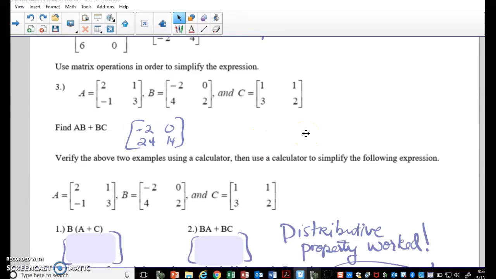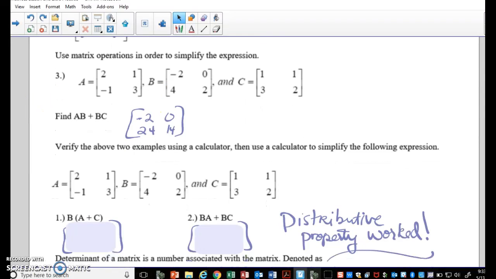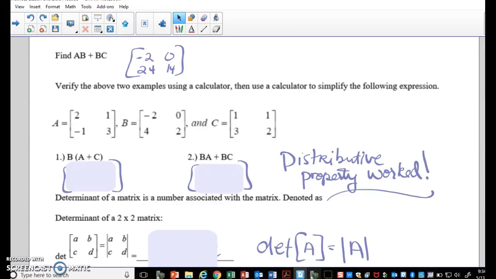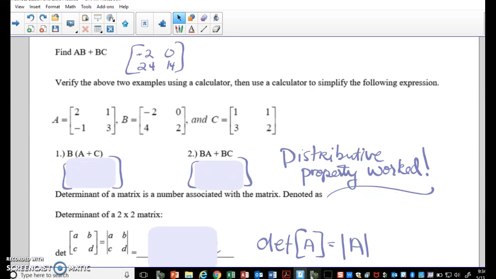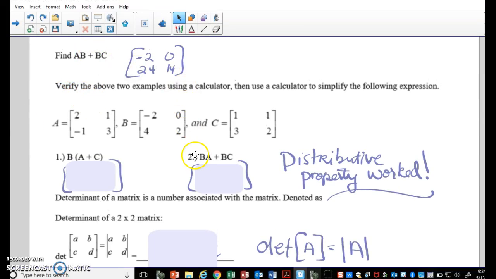And you should end up, when you do it in your calculator, multiplying AB plus BC, with -2, 0, 24, and 14. Alright, the next example, verify the above 2 examples, I should say below, using a calculator. Then use a calculator to simplify the following expression. So, what we did here, AB plus BC, it's kind of like number 2, right? BA plus BC. So we're trying to determine whether or not B times A plus C and BA plus BC, whether those are the same.